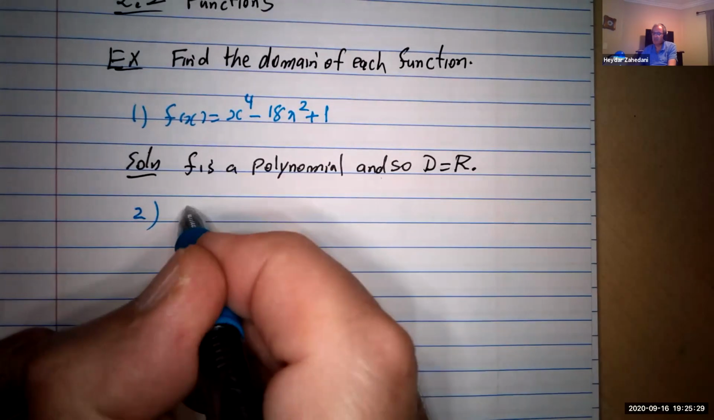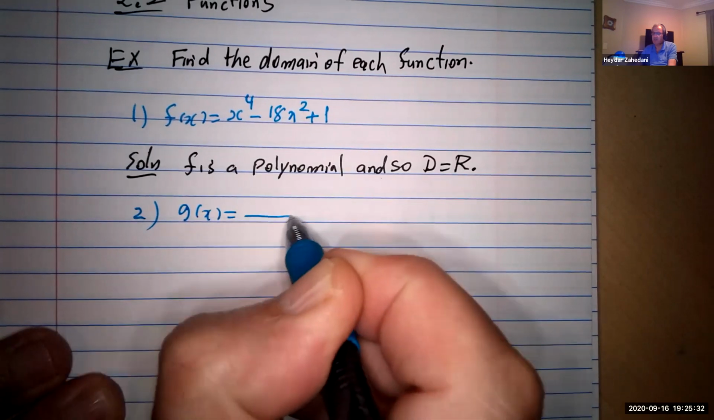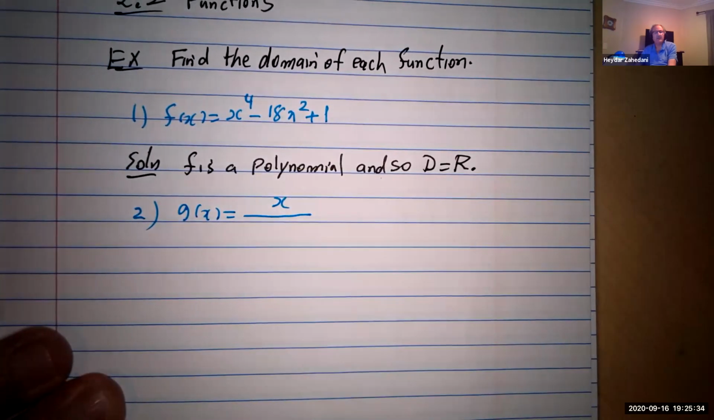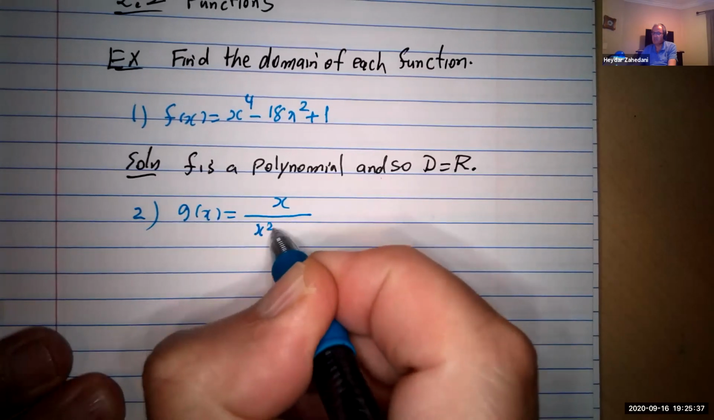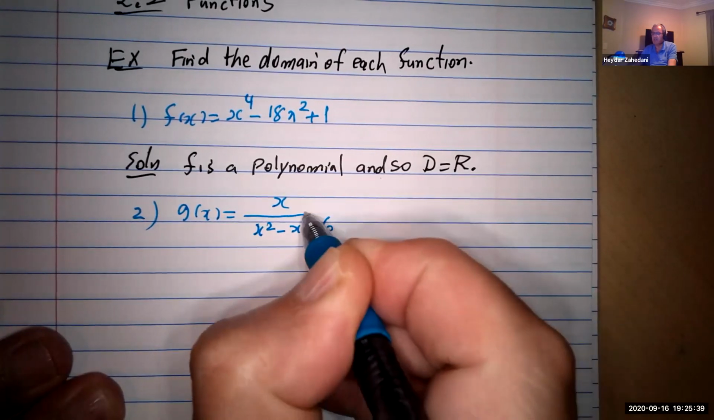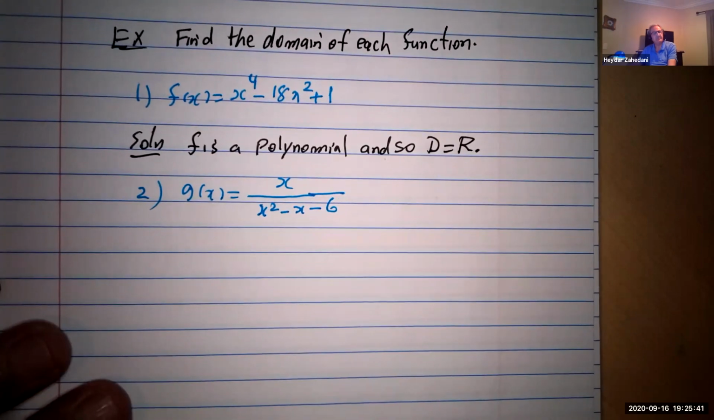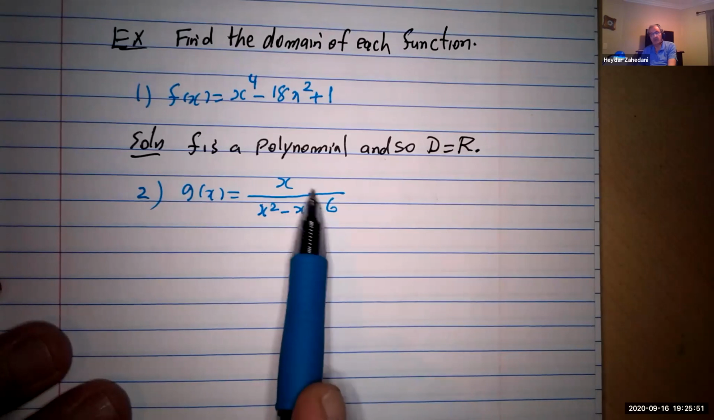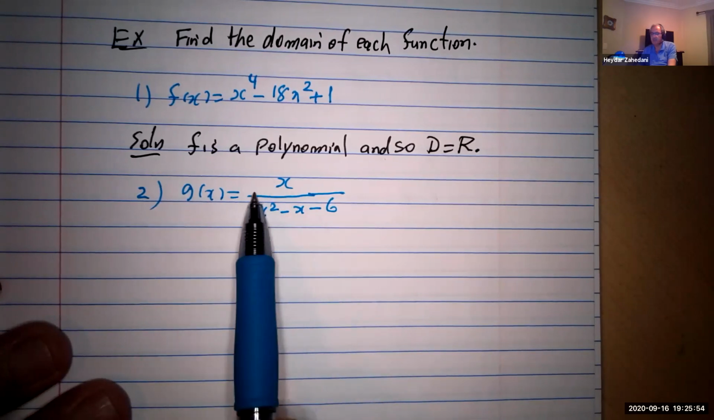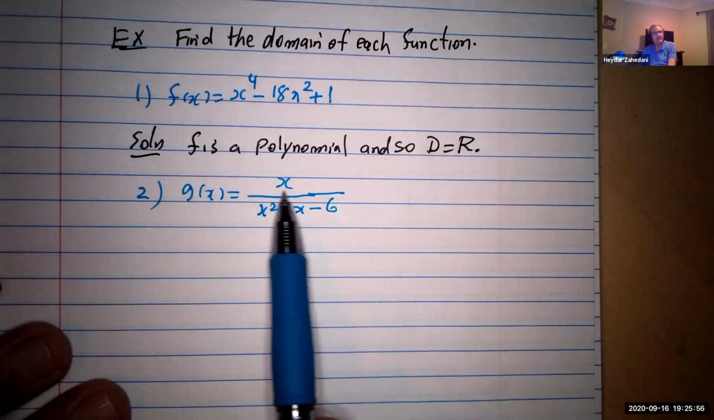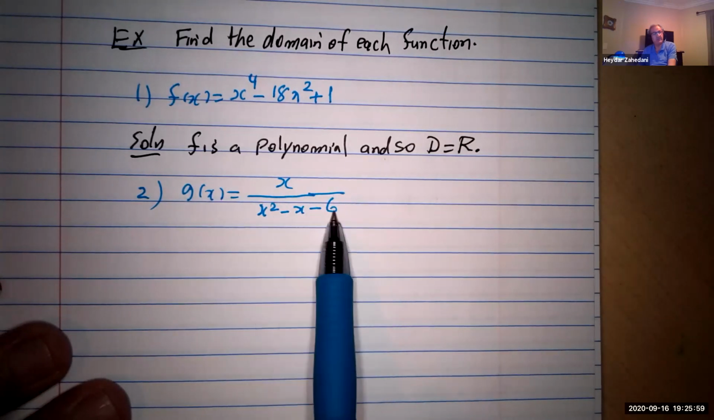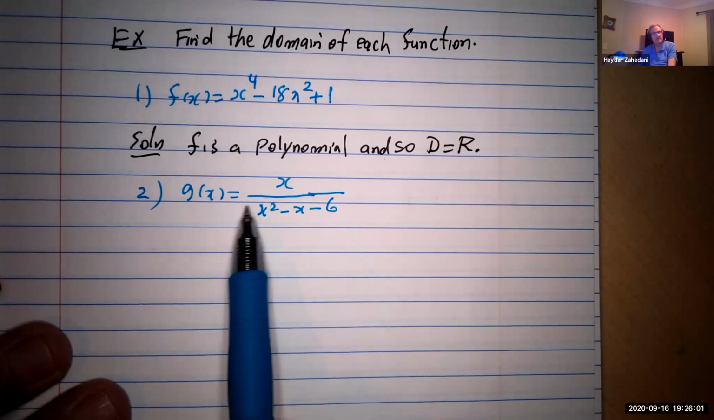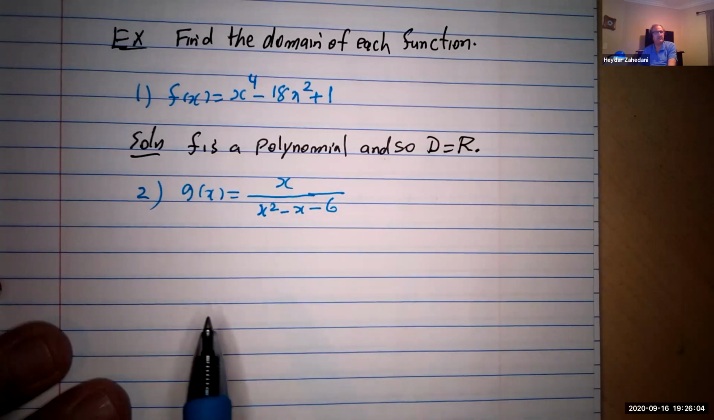We get a quotient. g of x equals, you see x on the top, something like x squared minus x minus 6 down the bottom. You see, this is a rational function. You have the polynomial on the top, polynomial on the bottom. So everything is fine except division. When you divide, you must be careful. The denominator cannot be 0. So there are some values of x that you have to exclude.